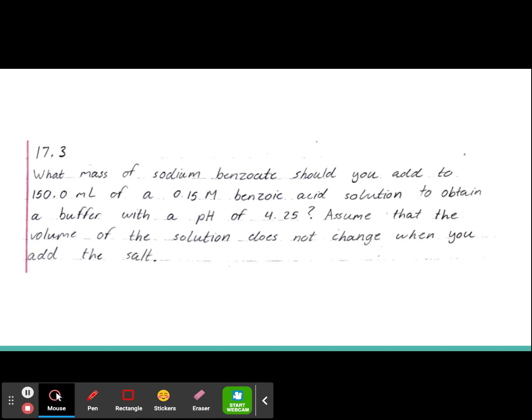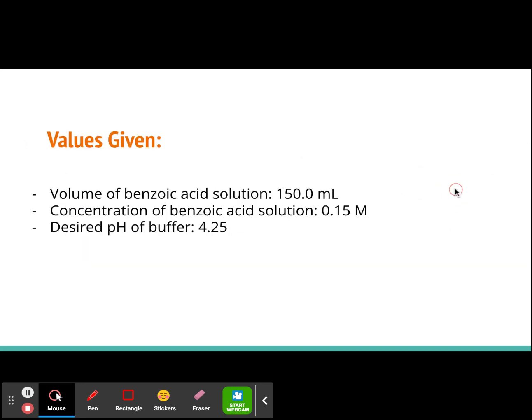So the problem states: what mass of sodium benzoate should you add to 150.0 milliliters of a 0.15 molar benzoic acid solution to obtain a buffer with a pH of 4.25? Assume that the volume of the solution does not change when you add the salt.